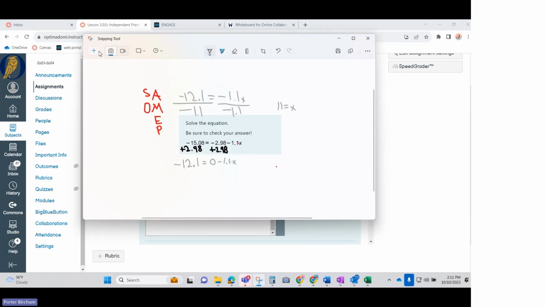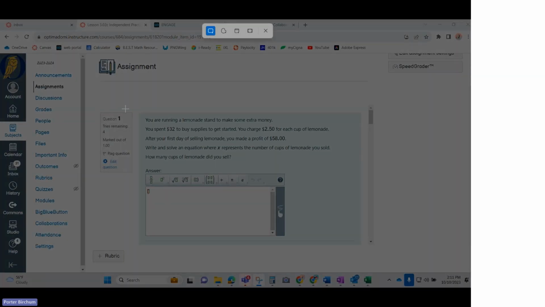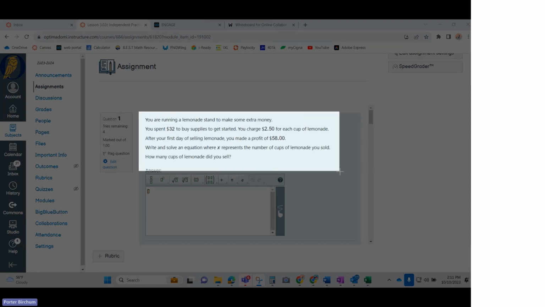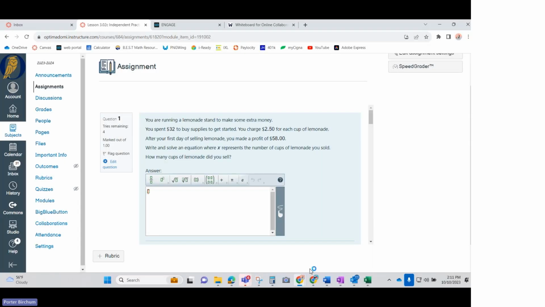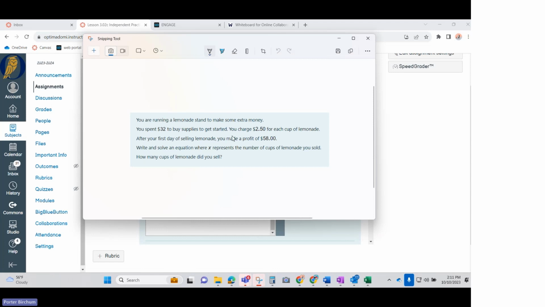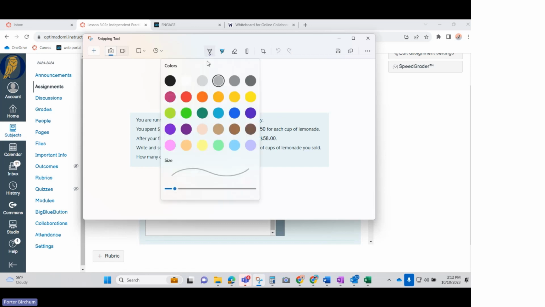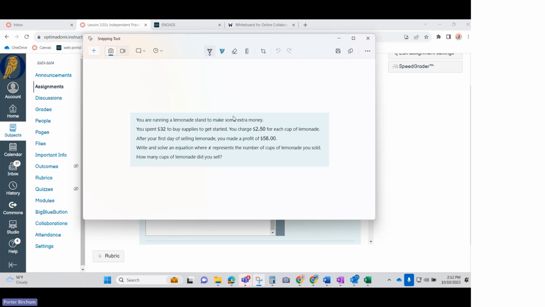Let's take a snip of this problem first so I can draw on it. So when I'm reading this problem for the first time, my strategy is going to be to underline all of the important parts. And by important part, I mean stuff that has to do with like money. So let's get dark gray.